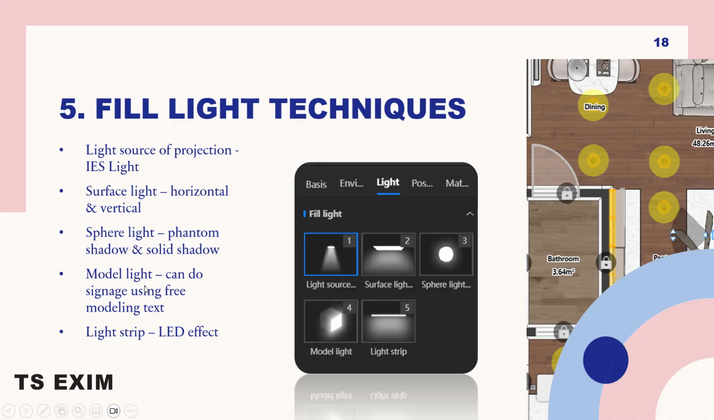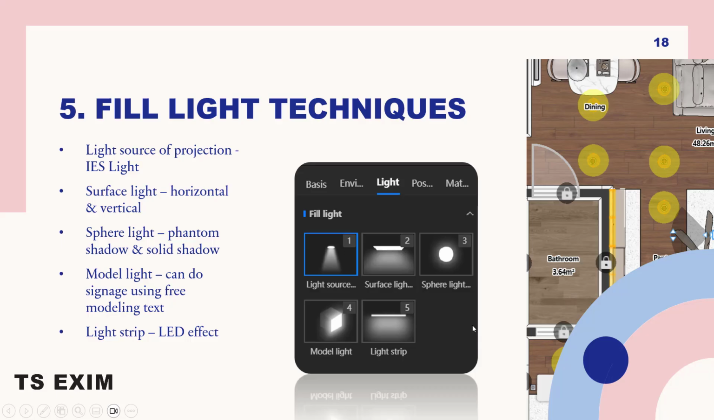Next we go to model light. This is fill light number 4. I think I already explained it during the ceiling function before this, in the previous slide. This one you can do signage using free modeling text. I have already shown you just now. Maybe you can refer back to the previous slide. Then we proceed with the last fill light, which is light strip. This will give you an LED light effect.